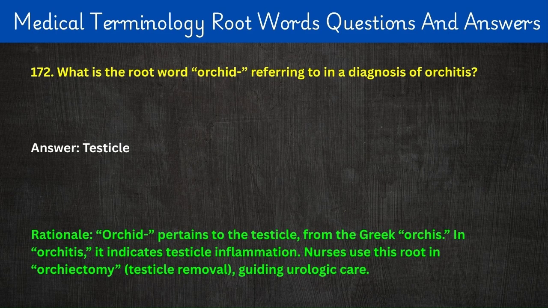172. What is the root word orchid- referring to in a diagnosis of orchitis? Answer: testicle. Rationale: Orchid- pertains to the testicle, from the Greek orchis. In orchitis, it indicates testicle inflammation. Nurses use this root in orchiectomy, testicle removal, guiding urologic care.